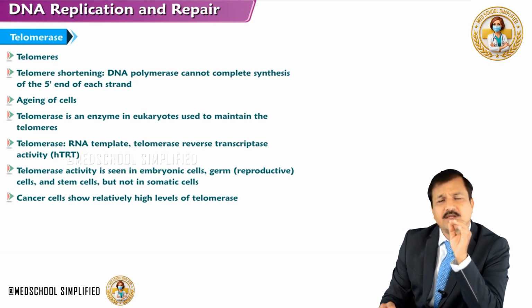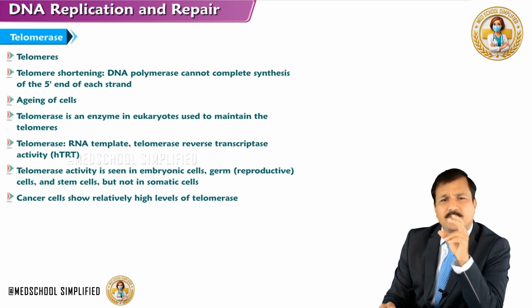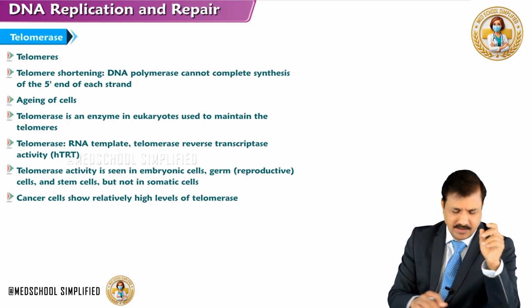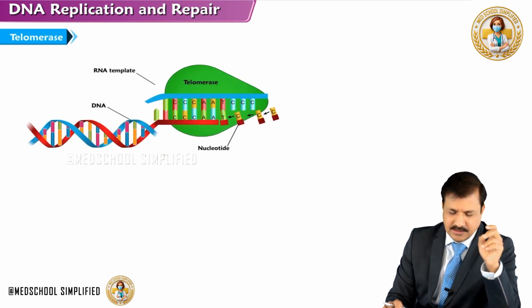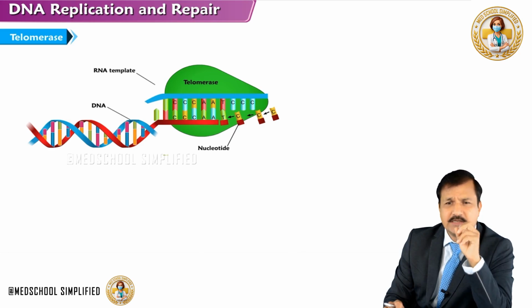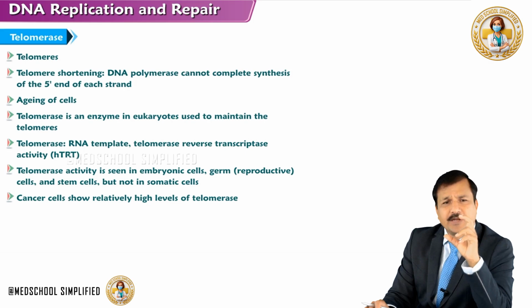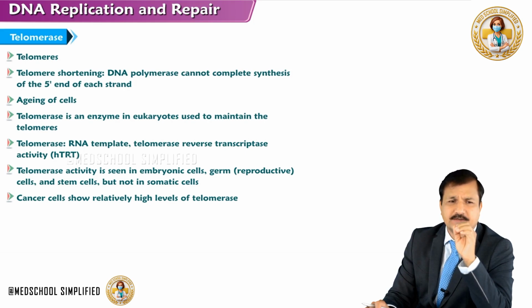Telomerase is an enzyme in eukaryotes used to maintain the telomeres. It contains a short RNA template complementary to the DNA telomere sequence, as well as telomerase reverse transcriptase activity. So here in the figure, as you see, the telomerase enzyme is shown. It is going to elongate the telomere at the ends of the chromosome. The telomerase is thus able to replace telomere sequence that would otherwise be lost during replication.